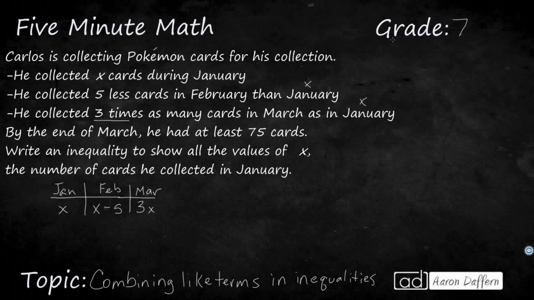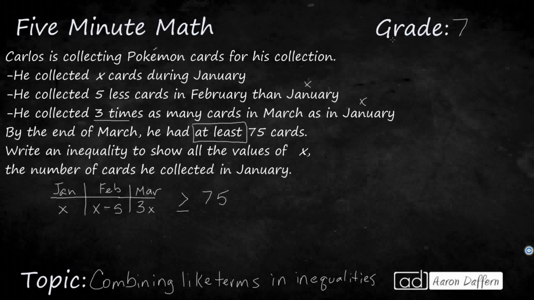So by the end of March, he had at least 75 cards. Okay, so this is where inequality comes from. At least means that's the minimum that he can have, but he can definitely have more. And at least means you can include that. So we're going to say you are at least 75. That means that's the smallest you can have, so you can be greater than or equal to 75. Because at least means it's greater than that, but it can also be 75, so greater than or equal. So how do I put all this together in an inequality?